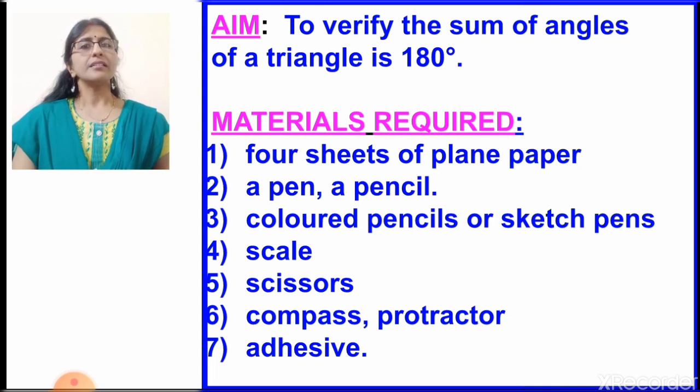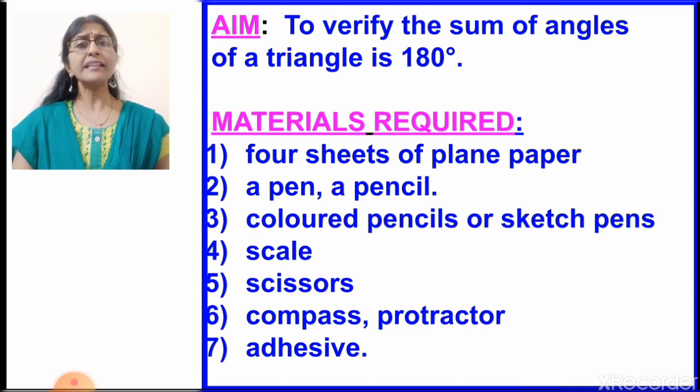So first we will write on the right hand side. You know that right hand side pages are used for writing, and for sticking pictures we will use the left side. So first you will write aim. So the aim is to verify the sum of angles of a triangle is 180 degrees.